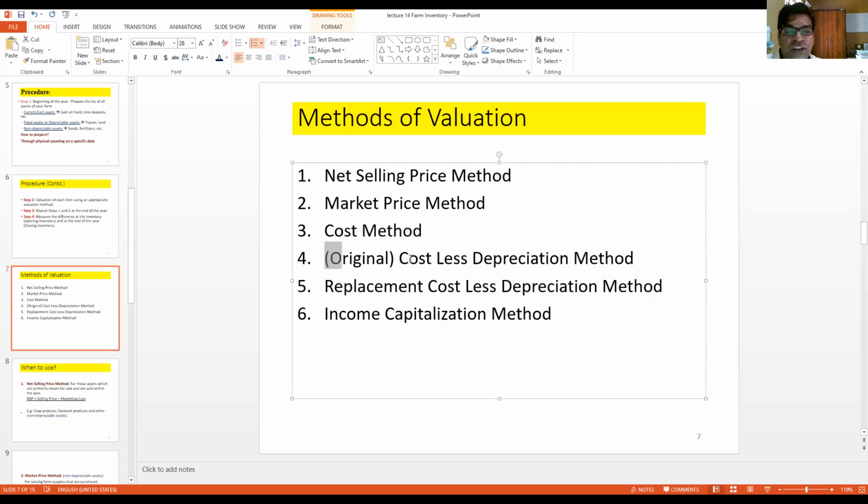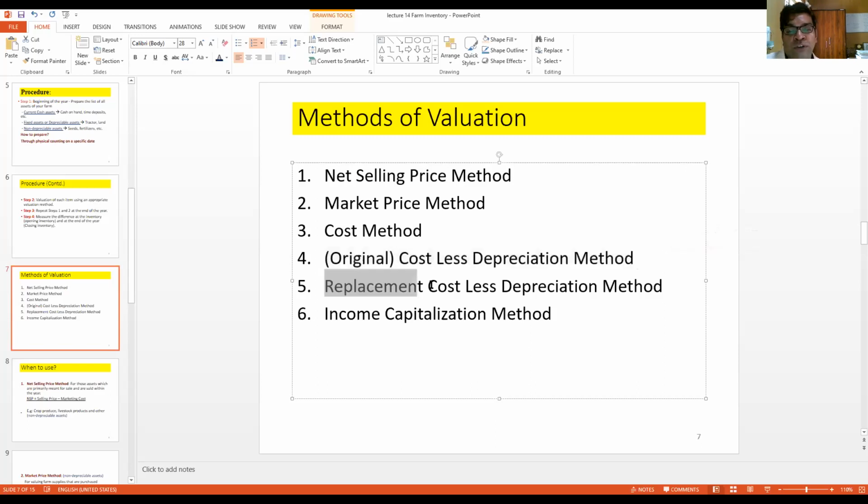Then we have original cost less depreciation method. For example, a tractor, in the case of machineries and equipments, we know about original cost, right? The cost at which the machinery was purchased in the first place. Then depreciation is the decline in the value of the asset, that is machinery, over the time period. When the farmer has purchased machinery for the first time, it is called original cost. When a machinery like a tractor passes from one hand to another, we don't have original cost. We have second-hand value, third-hand value. But original cost is when the purchase was made first.